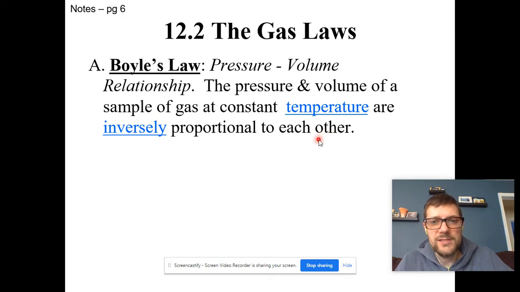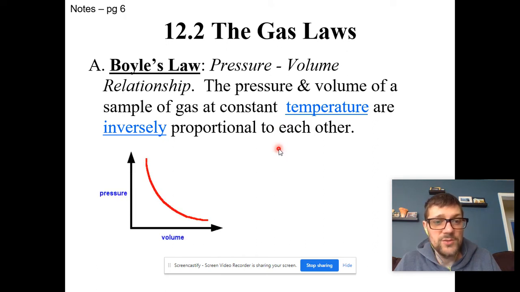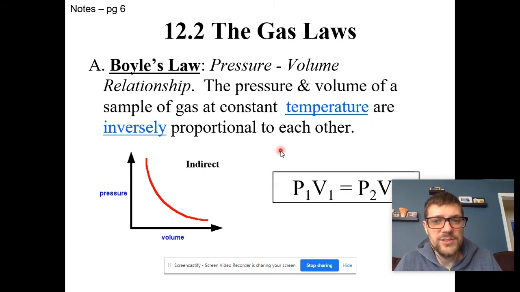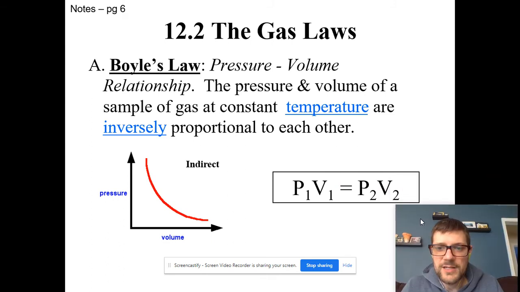Now, a couple things that are key here. One is that the temperature needs to remain constant, and the other is that they are inversely proportional. As one goes up, the other goes down. We're going to see a bunch of different samples of this, and this gives us the equation P1V1 equals P2V2, right? So as one goes up, the other goes down.